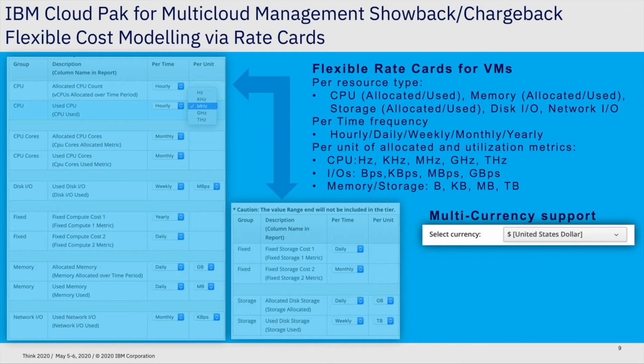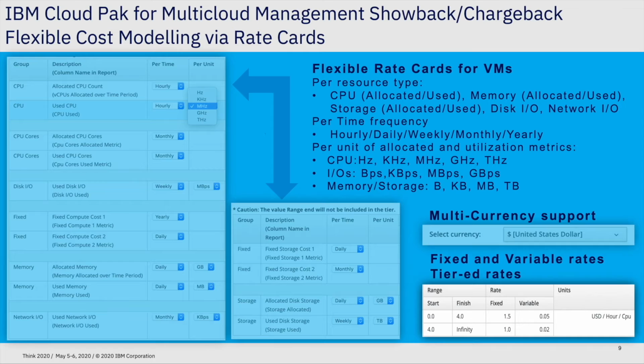You also have the flexibility to apply rate cards according to various types of currencies. This flexibility allows organizations that have cost centers in various currencies to be accommodated according to their needs. From a rate cards point of view, there is also the flexibility to apply rate cards at fixed cost or variable cost, and also to define a tiers model where the rates can vary according to the tier level.